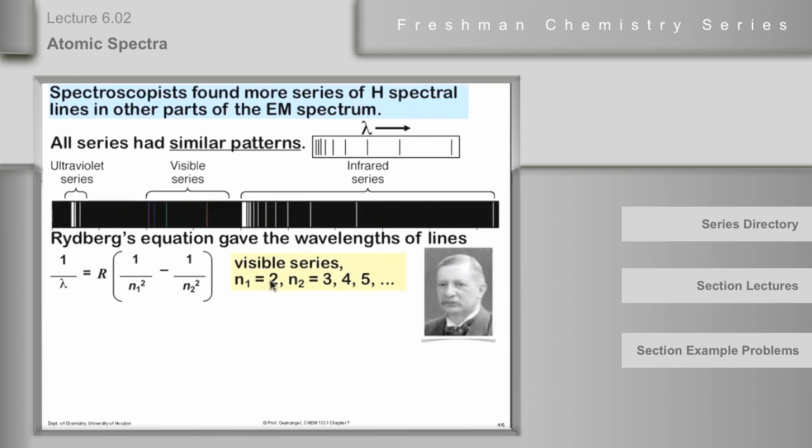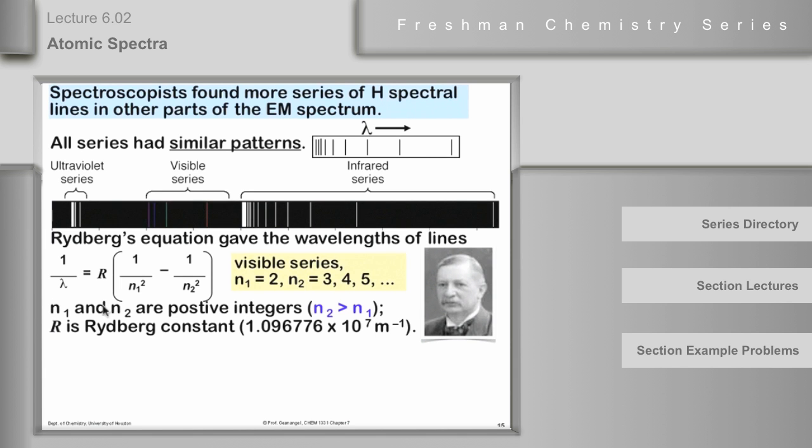If you put in 2 here, and in 3, 4, 5, 6, and so forth, 3, 4, 5, 6 produced these lines. And the general restriction is that n1 and n2 are positive integers, and n2 is always greater than n1. This is easy to figure out because if it were the other way around, the term in parentheses would be negative, and as such, since this constant is positive, it would give a negative wavelength. And that's nonsensical. There's no way to have a negative wavelength, is there? No way to have a negative length of any kind, at least not in this world.